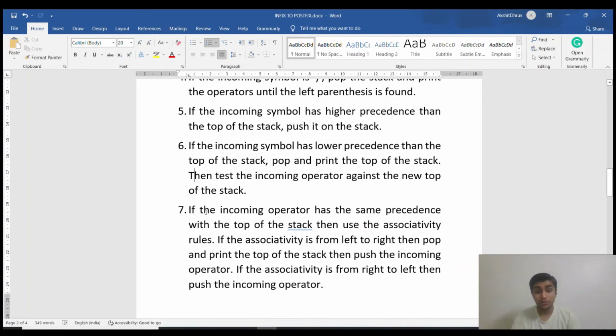If the incoming operator has the same precedence as the top, then use the associativity rule. If the associativity is from left to right, then pop and print the top of the stack, and if anything else is there, we need to pop and print that too. Then push the incoming operator. If the associativity is from right to left, then push the incoming operator. This was the rule.